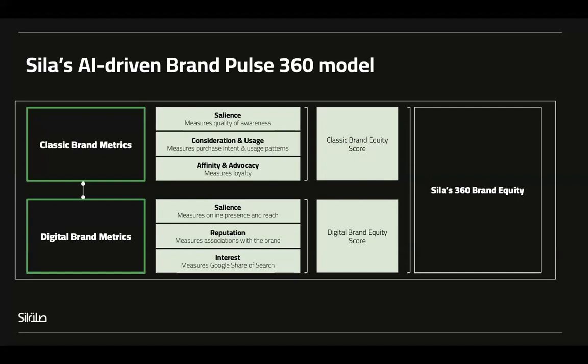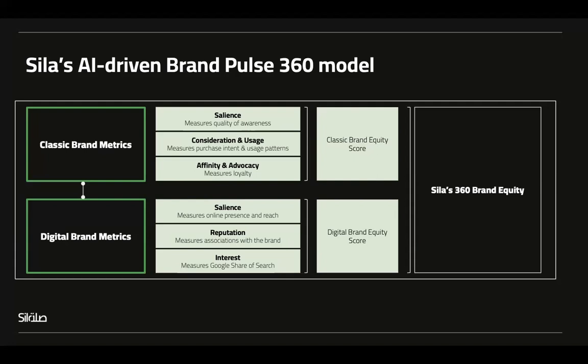And very interestingly, the interest in the brand, which essentially comes from Google or share of search: are you able to generate enough interest for people to go online and search for your brand in context of the category, in context of the competitive set you're looking at your brand in? And together, collectively, that gives you an independent score of a digital brand equity score.